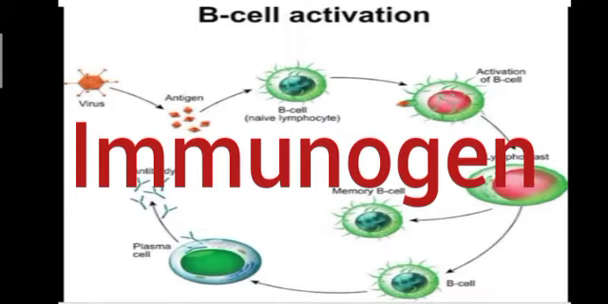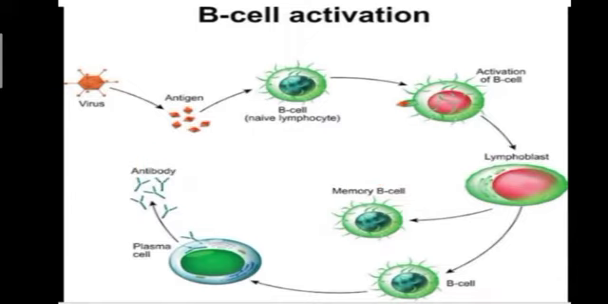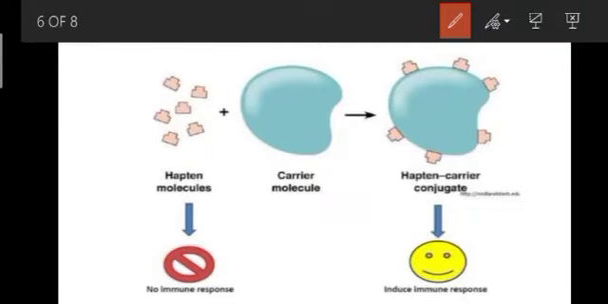These immunogens are large molecules with a molecular weight at least greater than 10,000 Dalton, and that is why they can induce the immune response. We just saw that when B cells get activated, they secrete antibody, and the antigens which have the property of antigenicity will combine to these antibodies.